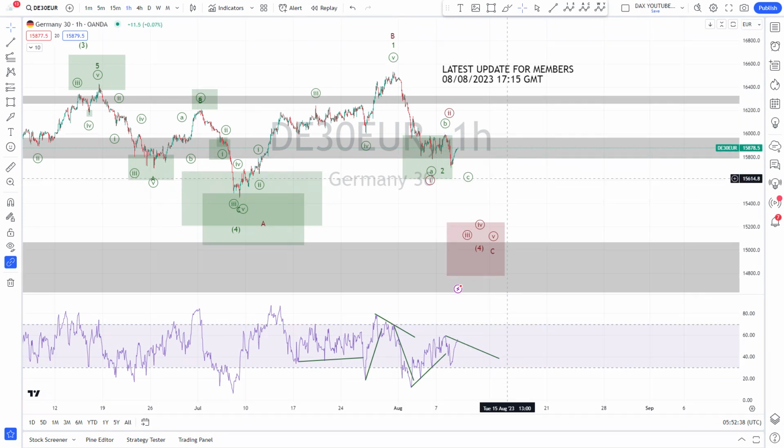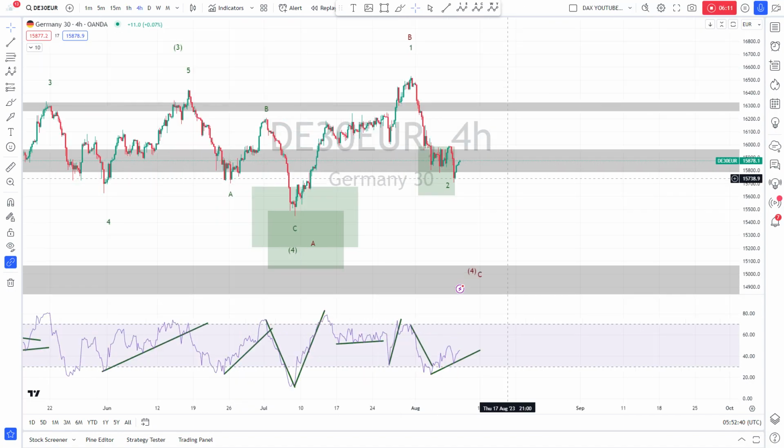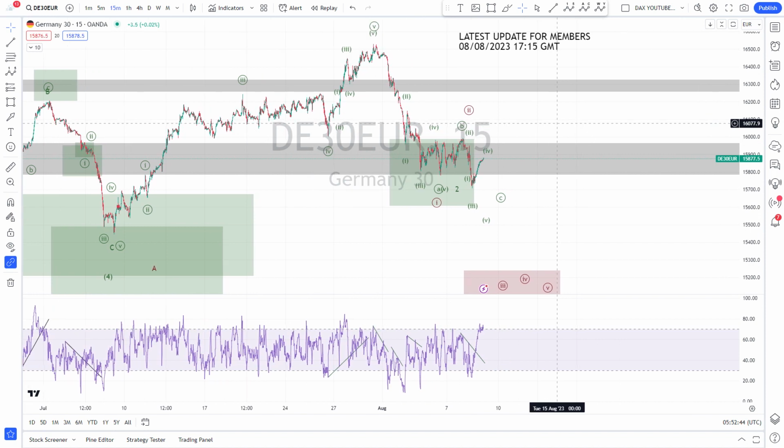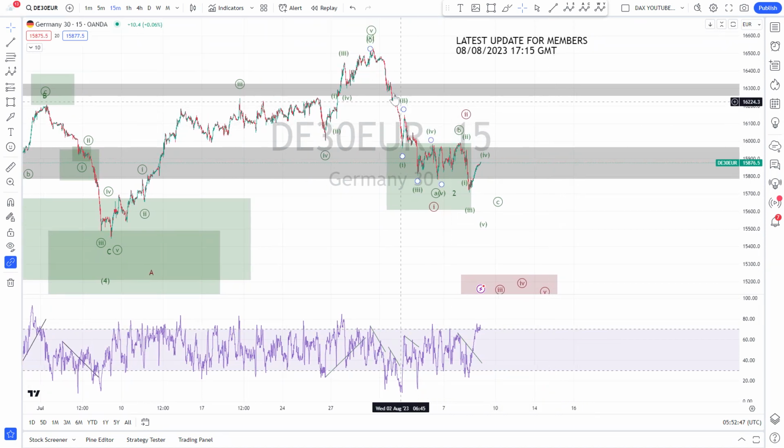So if we then look at the 15 minutes, now I subdivided it like this. So this is our wave A, 1, 2, 3, 4, 5. Then here we have something corrective as our wave B. And then for now, or until yesterday, I labeled it like this: a 1, a 2, a 3, and so this is a 4.